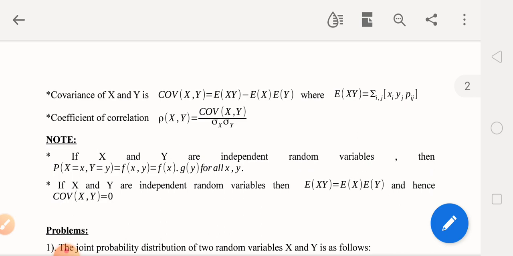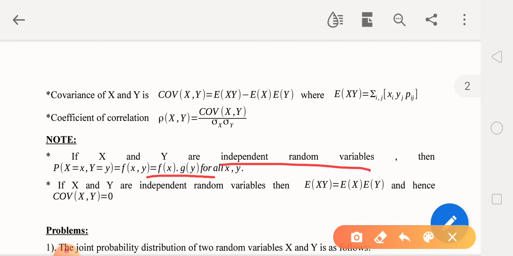Note, if x and y are independent random variables, then probability for X equal to x, Y equal to y, equal to f of x comma y, is given by f of x into g of y for all x comma y. Very important: if x and y are independent random variables, then this is how to find the probability function. If x and y are independent random variables, then expectation of xy is equal to expectation of x into expectation of y, so that covariance of x and y is equal to 0.